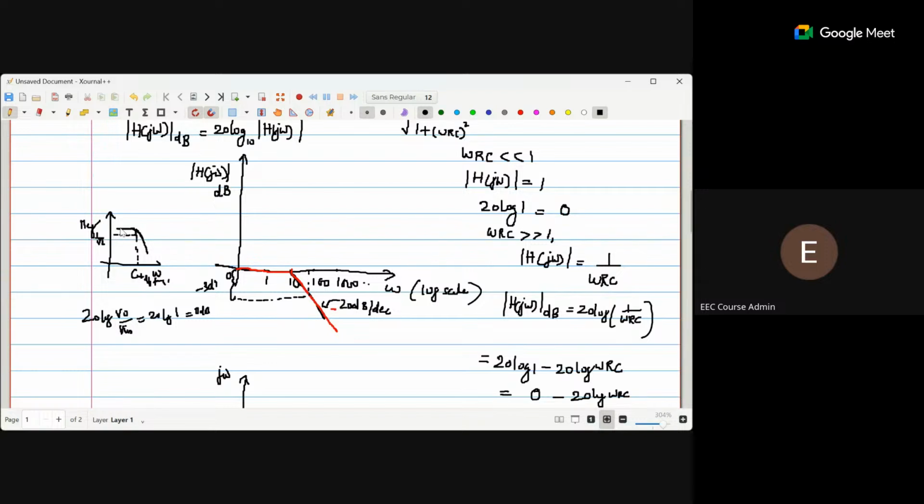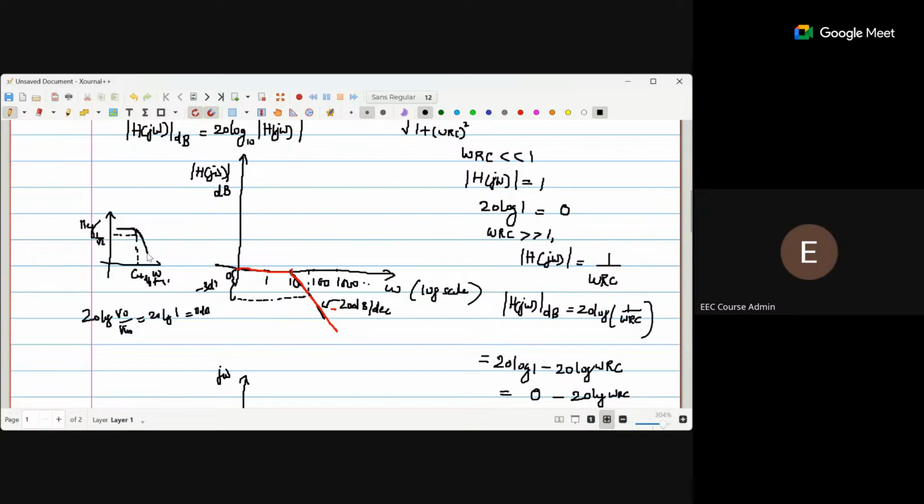Now, this flat portion where the output amplitude is the same as that of the input, you substitute here. Just now we discussed that you had done it only with the magnitude of H of j omega on the y-axis, not in the dB scale. Now take it to the dB scale. You have to take 20 log of the modulus of H of j omega to get the magnitude in dB. So 20 log V naught by V in. In the flat portion, V naught equals V in, so this ratio becomes 1. So 20 log 1 becomes 0 dB. That is this portion.